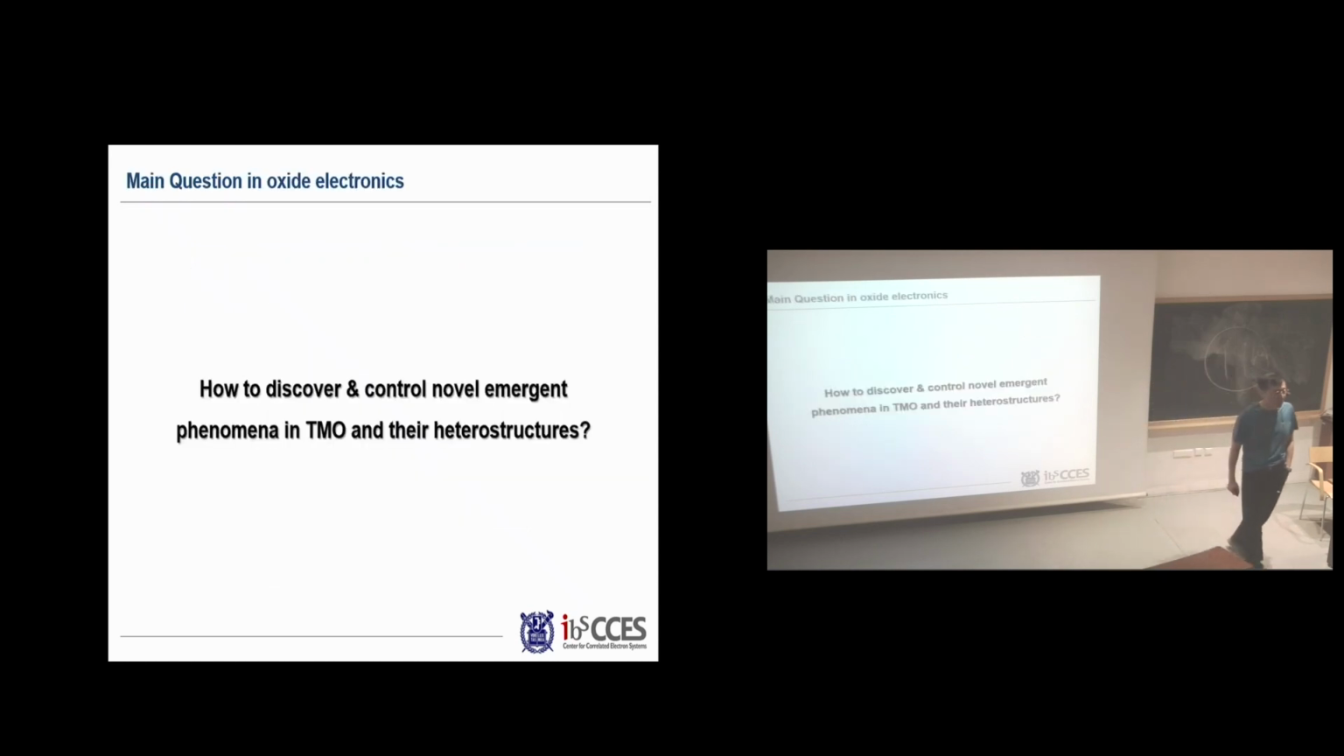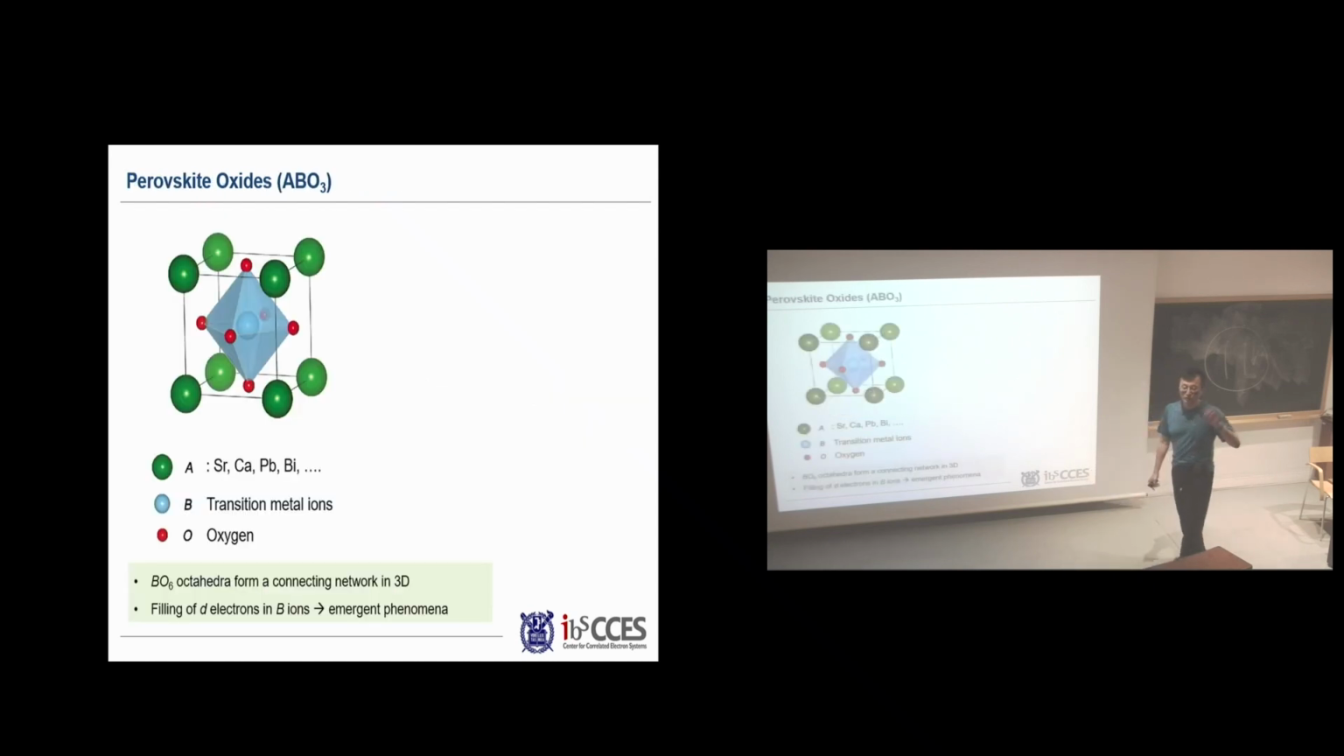One of the big questions in this community is how we can discover novel emergent phenomena in transition metal oxide, and also how we can control such phenomena in real applications by using heterostructures. My talk does not have any equations, so it is very simple. So be relaxed, and you can ask any question if you want, okay?